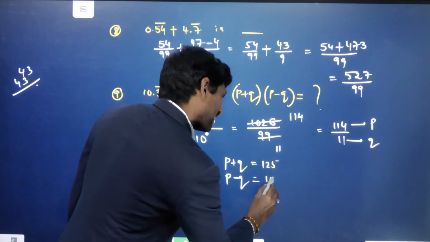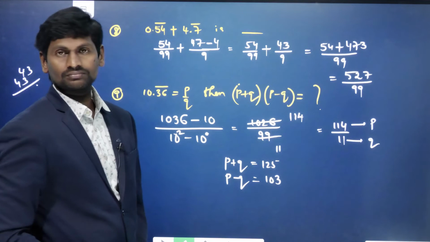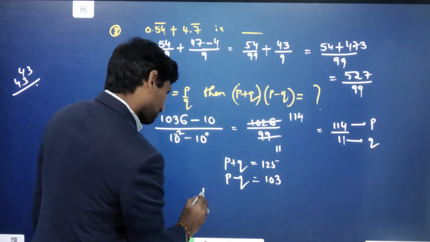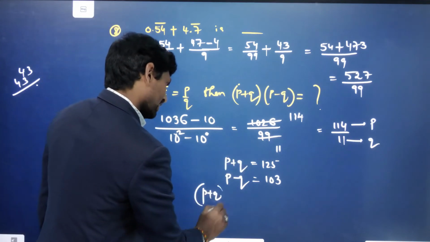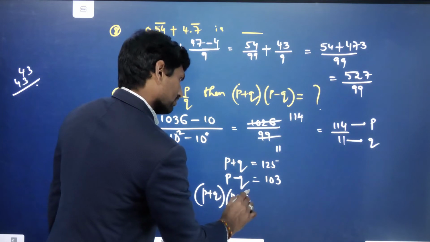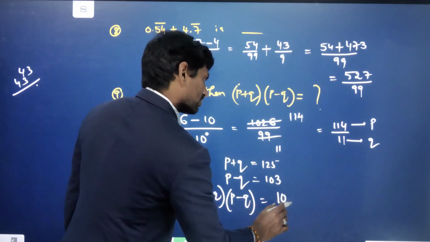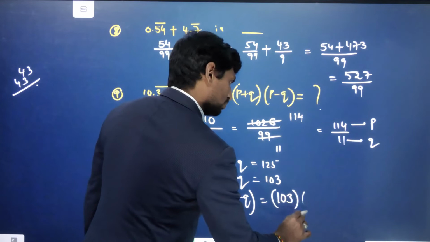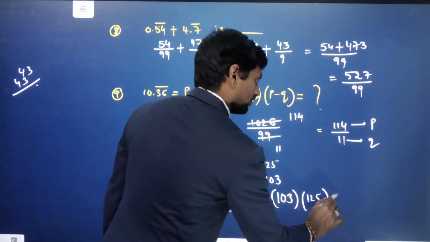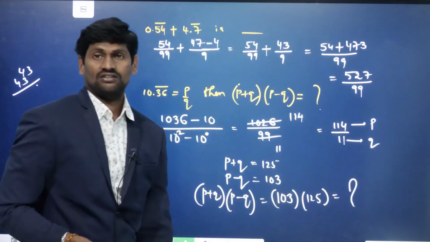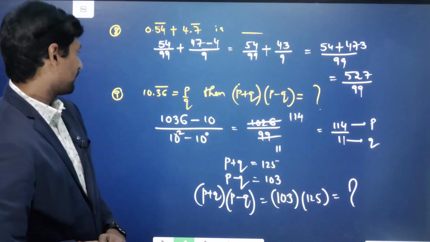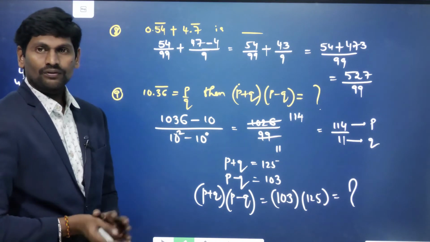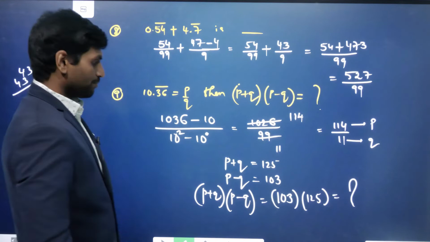So it is 103. Both you should multiply. So P plus Q into P minus Q equals 103 into 125. If you multiply, you will get the required answer. Got it now? Yeah. Let us go to the next problem.